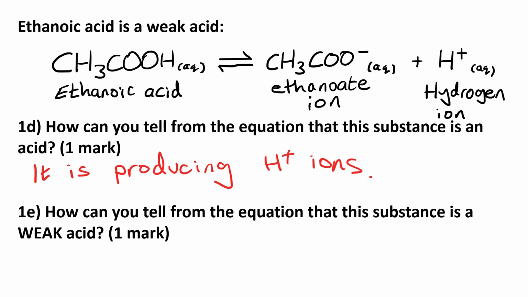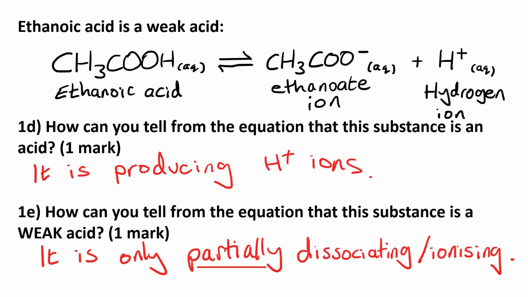How can you tell from the equation that this substance is a weak acid? Well, if we look at the symbol in the middle, it shows an arrow that's going both ways. That means it's only partially dissociating or ionizing. So some of the acid breaks down to produce hydrogen ions, but some of those hydrogen ions will recombine with the ethanoate ion to turn back into the acid. So at any one time in the solution, some of it is as the acid and some of it as the hydrogen ion. It's not all broken down, it's only partially dissociated.